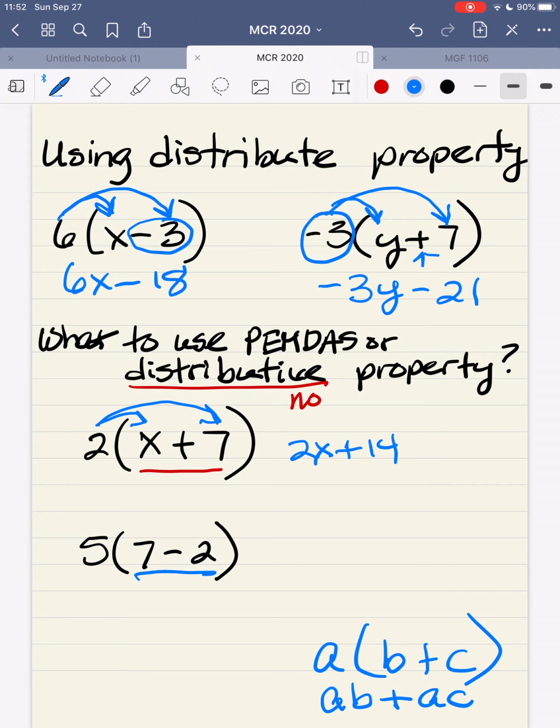Now in this example here, notice I have a 7 minus 2. This is where I would go ahead and use my order of operations to simplify it. So 7 minus 2 is 5, and my 5 times 5 is 25. You can distribute, but then you will have to do the subtraction afterwards. So it's good just to look at the inside of your parentheses and see what's going on.